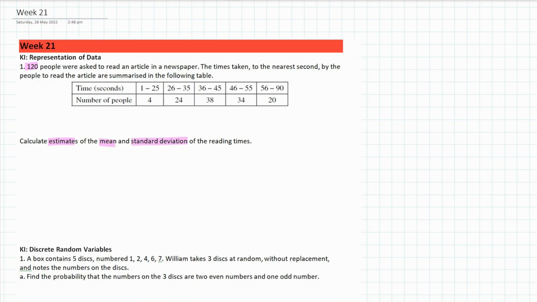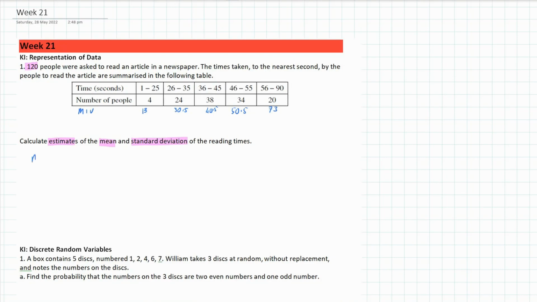Okay, so probably what I'm going to do is add the mid-interval value for the times. Halfway, 25 plus 1 is 26, divide by 2, so this is 13. 26 plus 35, divide by 2, so this is 30.5. The next one, 40.5. Next one, 50.5, and the next one's 73.